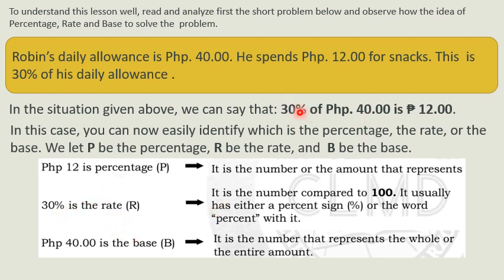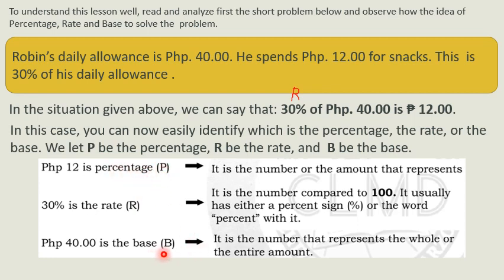So, dito, sa 30% of 40 pesos is 12 pesos. Alin dyan ang rate? So, ito po. So, ito po yung ating R. Okay? Ngayon, ang pag-iisipan na lang natin dyan kasi madali naman yung R, yung rate, kasi basta may percent sign or percent word. Yung pag-iisipan na lang natin is yung alin yung percentage and alin yung base.